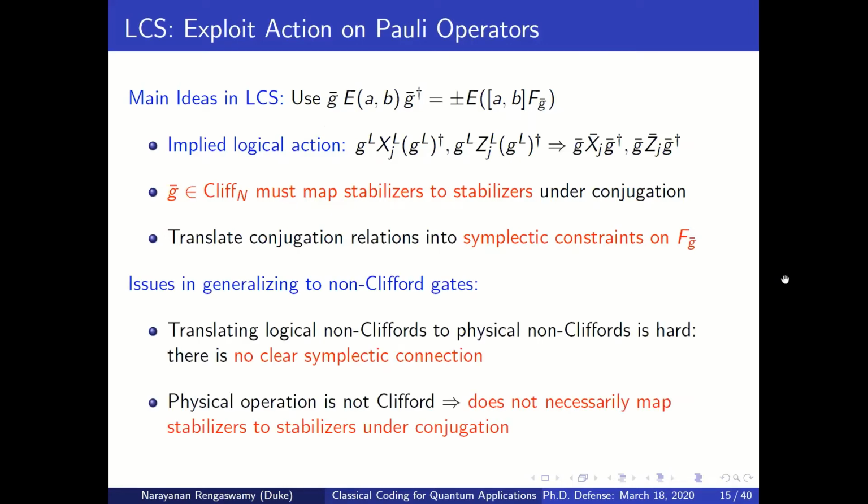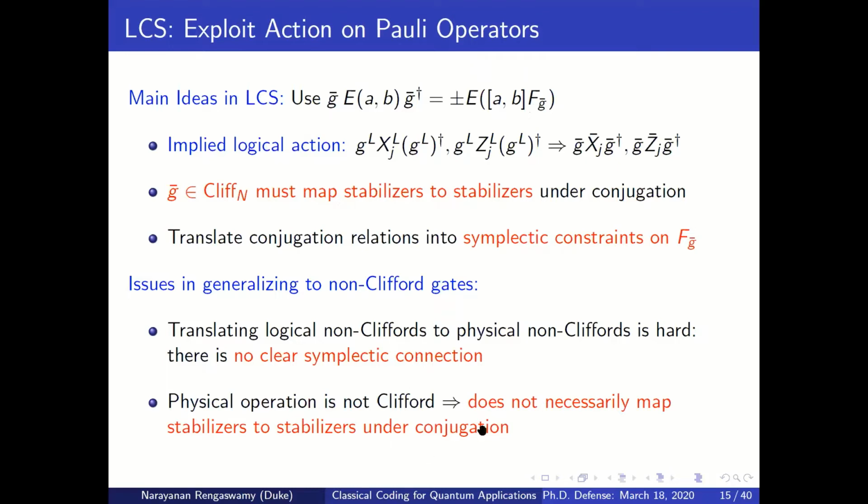Now let's see how we might try to extend this to non-Clifford gates, because remember that Clifford alone is not enough. So you have to do at least one non-Clifford gate. The problem with non-Cliffords is that there is no clear symplectic connection. So here we have this symplectic matrix that represents the Clifford circuit, whereas here we don't have a clear symplectic connection. So that's the first problem we face.